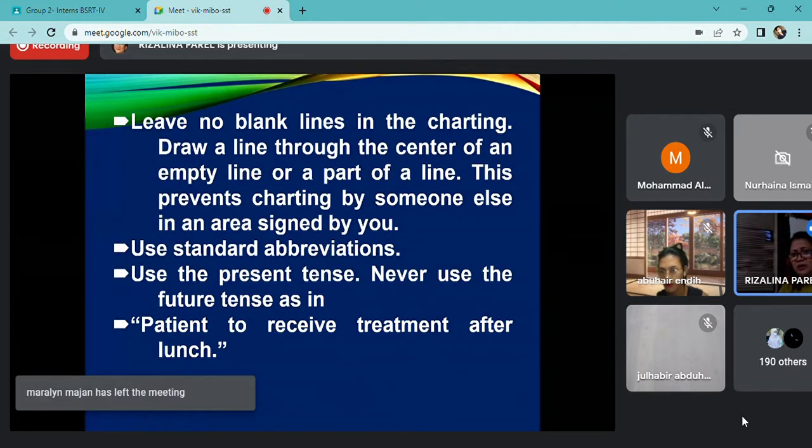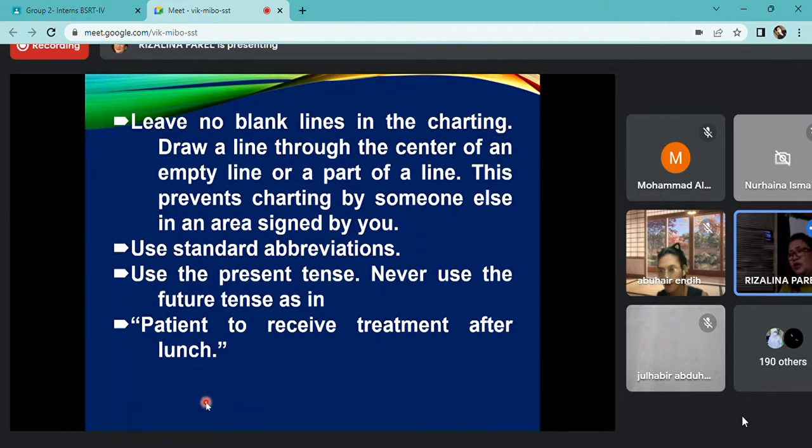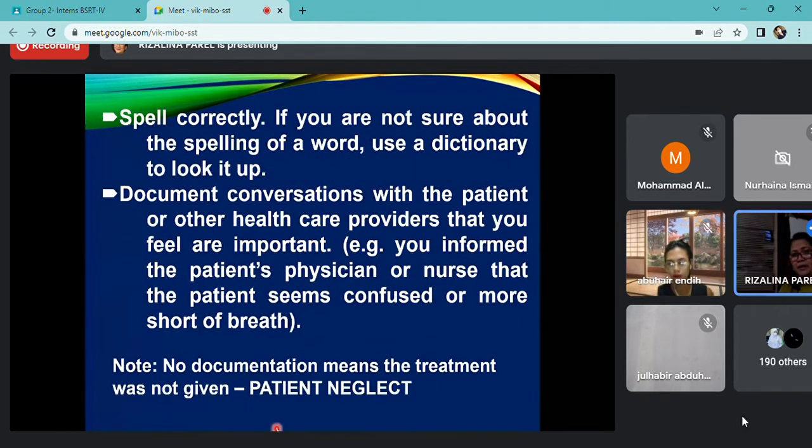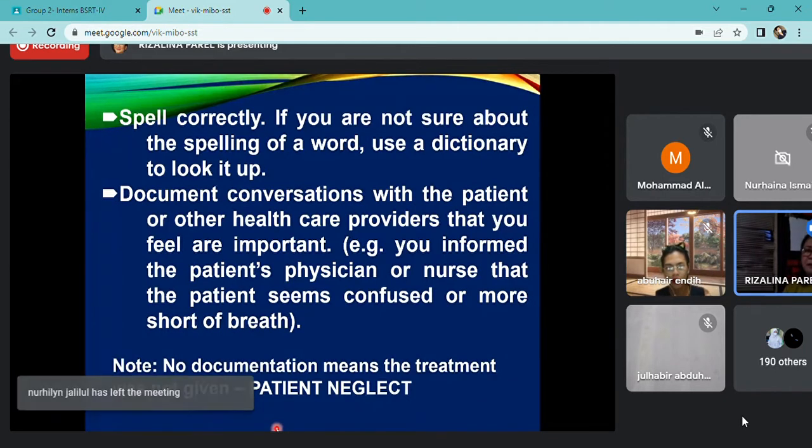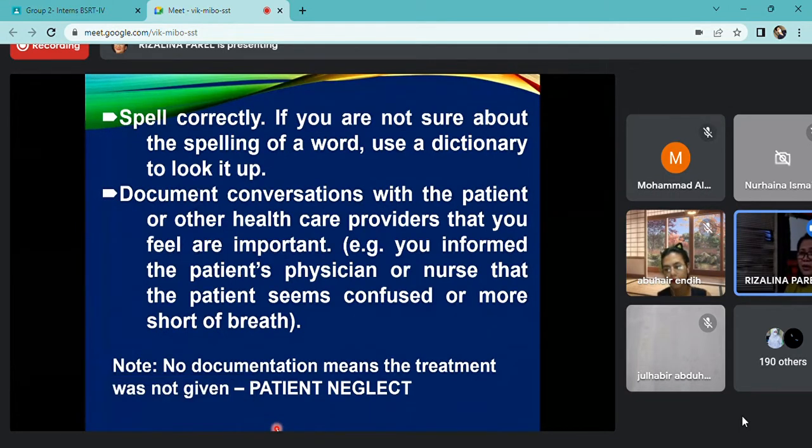So, you check on the correct abbreviations kung ikaw ay duda or correct spelling kung ikaw ay duda doon sa iyong sinulat. Okay, so spell correctly. If you are not sure about the spelling of a word, use a dictionary to look it up. Document conversations with the patient or other healthcare providers that you feel are important.